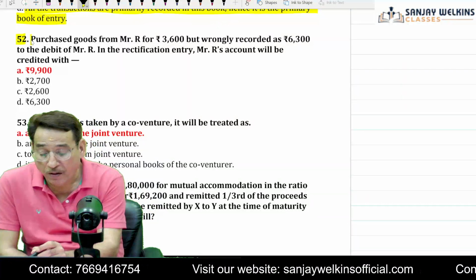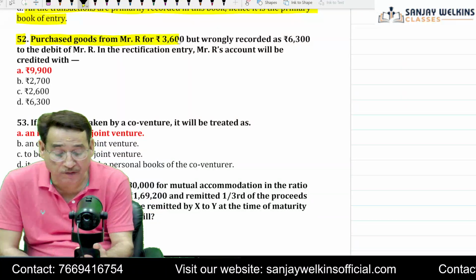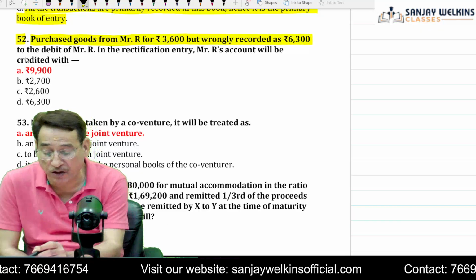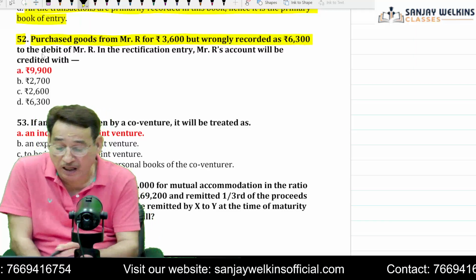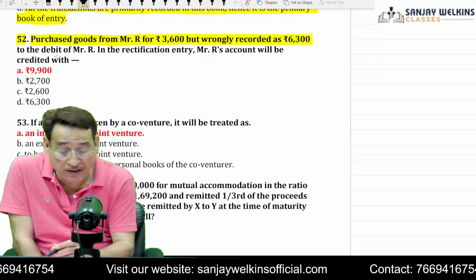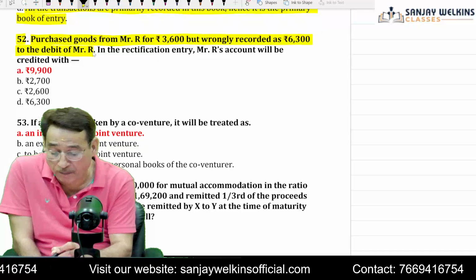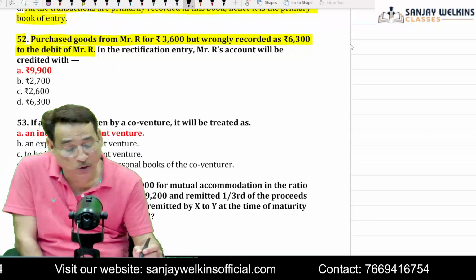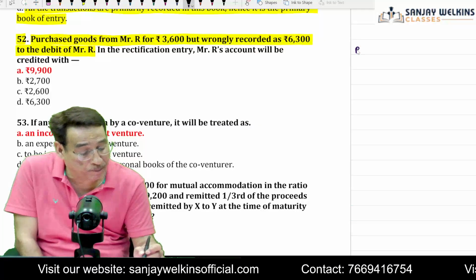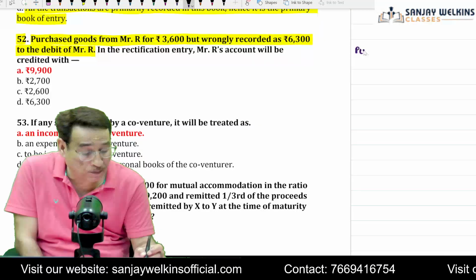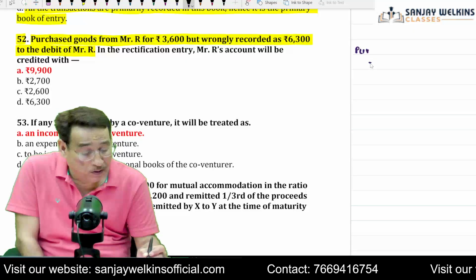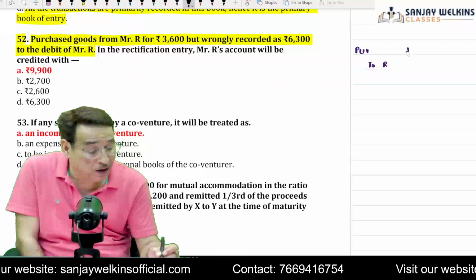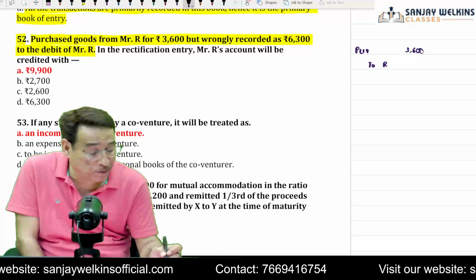52. Purchase goods from Mr. R for 3,600, but wrongly recorded as 6,300. Now, wrongly recorded as 6,300 to the debit of Mr. R. Oh my God. Actually, what happened? You purchased the goods from purchases account, debit to R account. You should have recorded this entry this way.